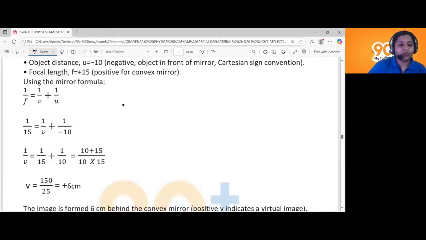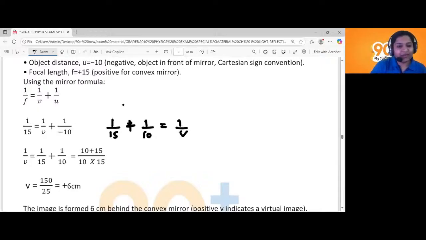So 1 by V is taken to the left hand side. So 1 by 15 plus 1. Otherwise, you can do one more step. 1 by 15 plus 1 by 10 is equal to 1 by V. Okay. Next step is 1 by V equal to 1 by 15 plus 1 by 10.